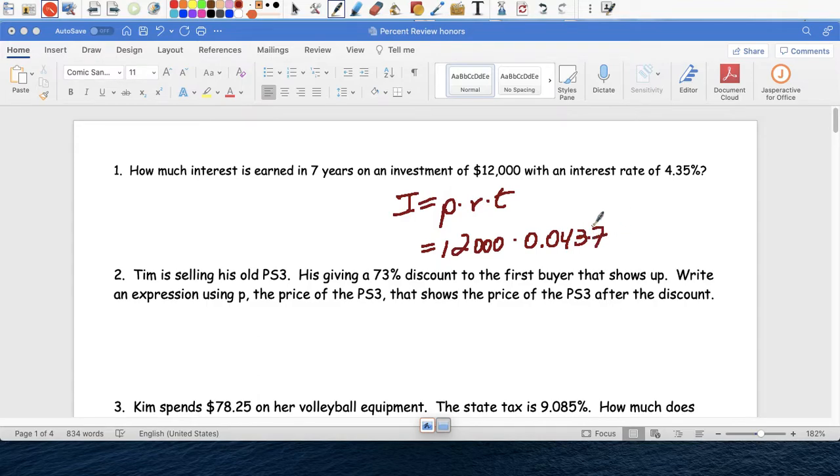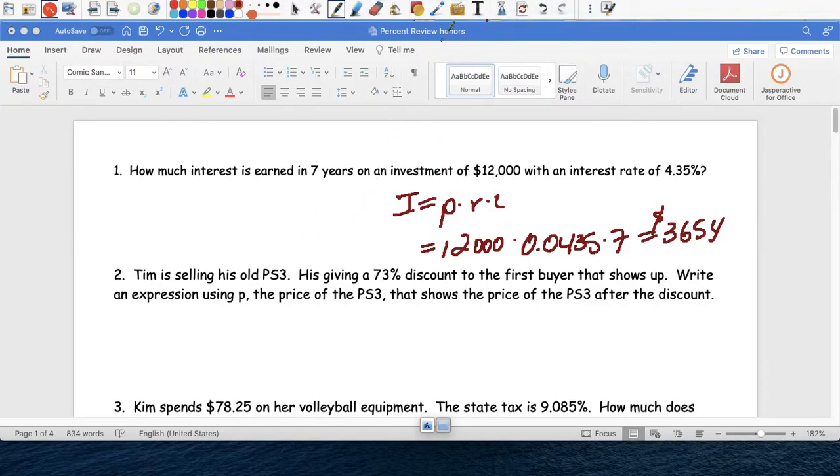So, simple interest, 12,000 times 0.0435, which I forgot, times 7. 0.0435 times 7 equals 3,654. Okay, straightforward.